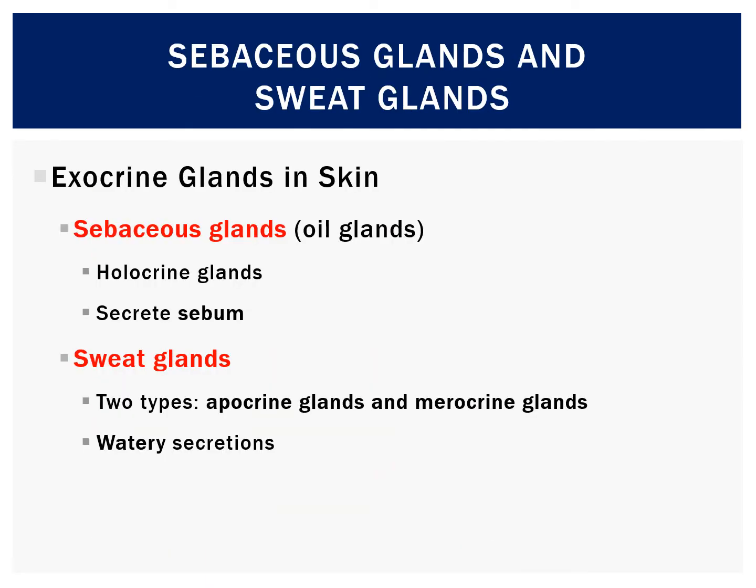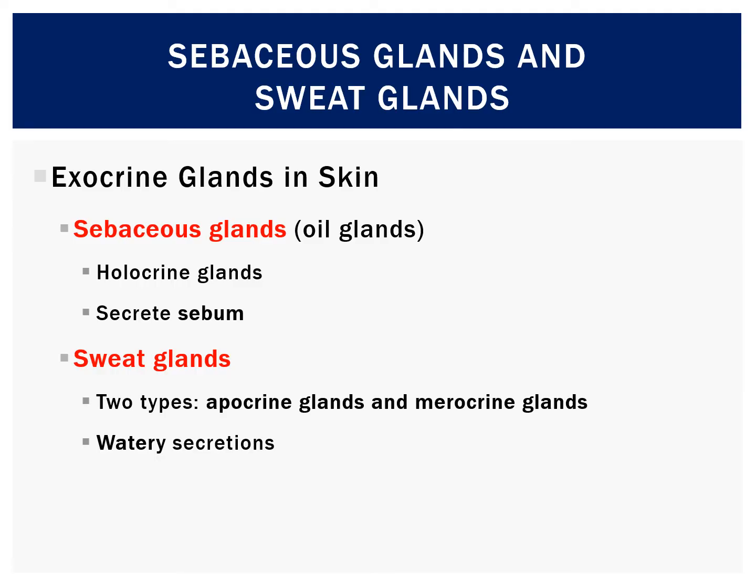Alright, next the accessory structure is gland. The two exocrine glands in the skin are sebaceous and sweat glands. Sebaceous glands are holocrine glands. Remember the mode of secretion, holocrine gland, and they secrete sebum, which is the oily substance. Do you still remember the mode of secretion for the exocrine glands? The three modes of secretion, but this one is holocrine.